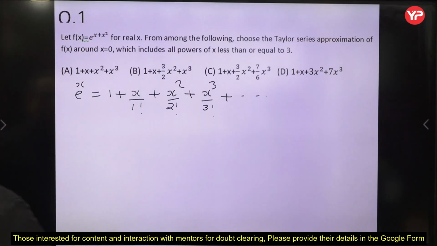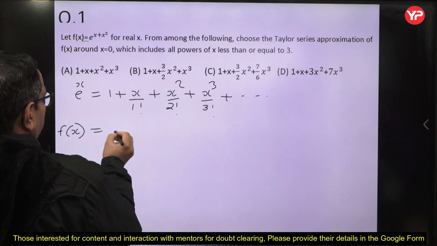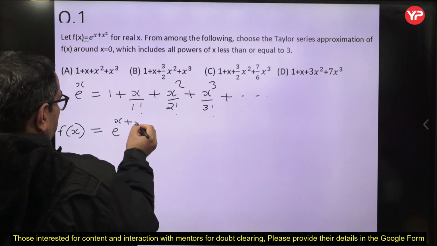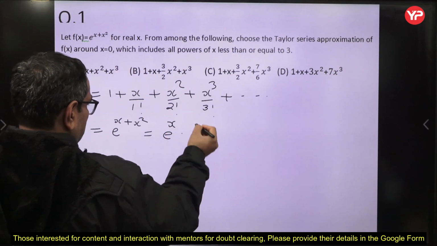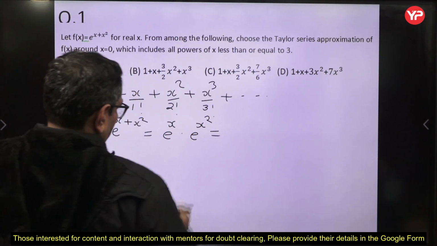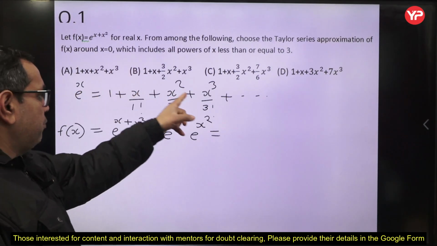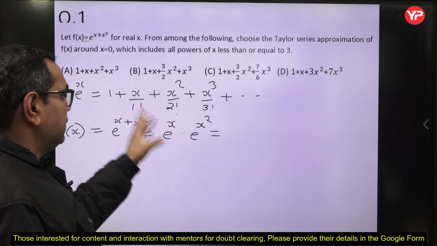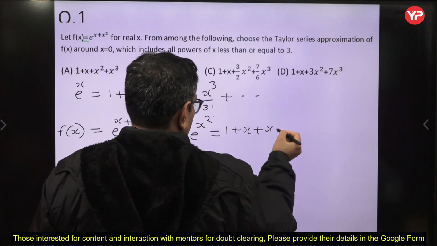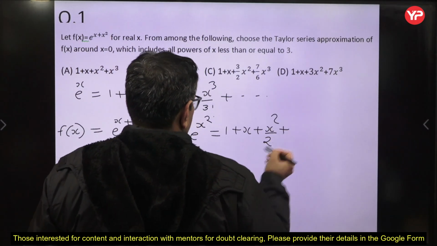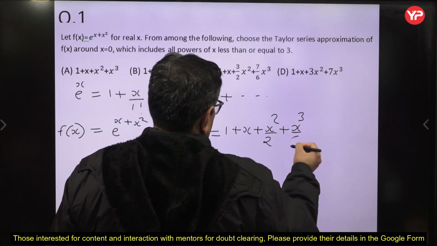Now the given function is written as f(x), which is equal to e to the power x plus x square. Using the properties of exponent, we can write it as e to the power x into e to the power x square. Now let us put this value here from this expansion. It will be 1 plus x upon 1 plus x square upon 2 factorial, that is 2, plus x cube upon 3 factorial, so x cube upon 6.